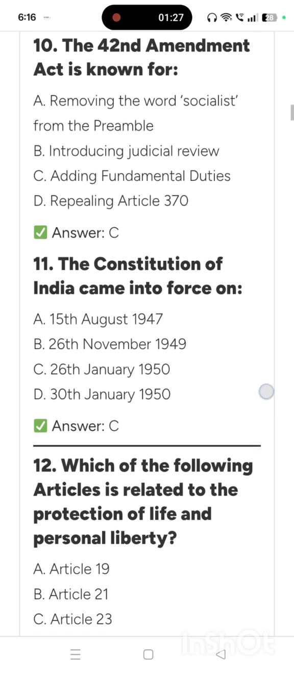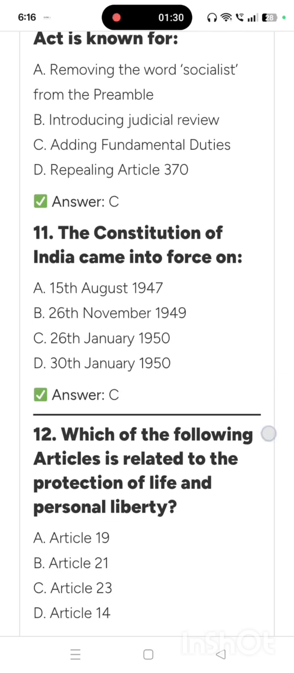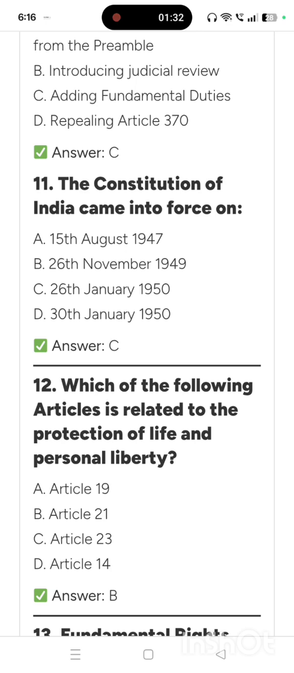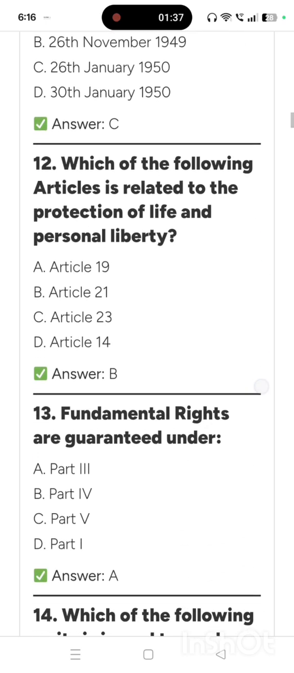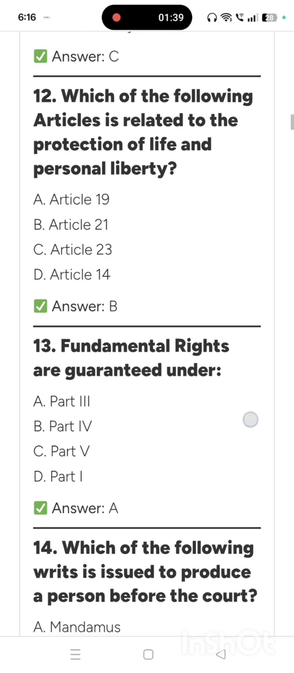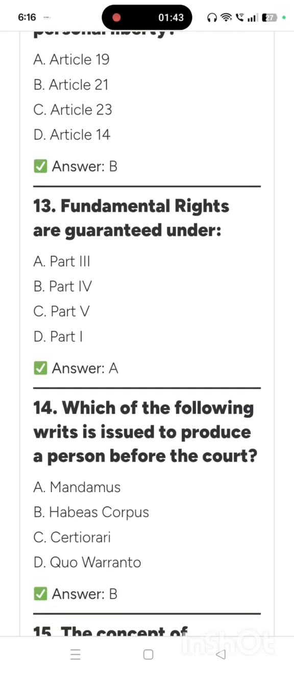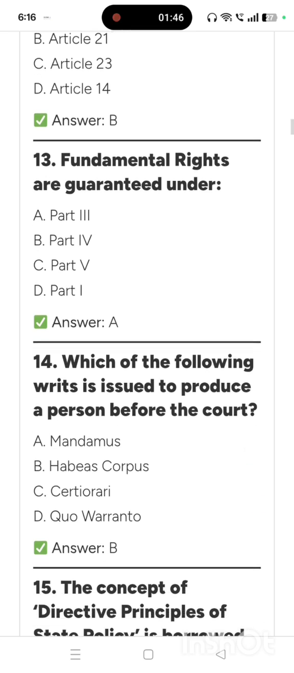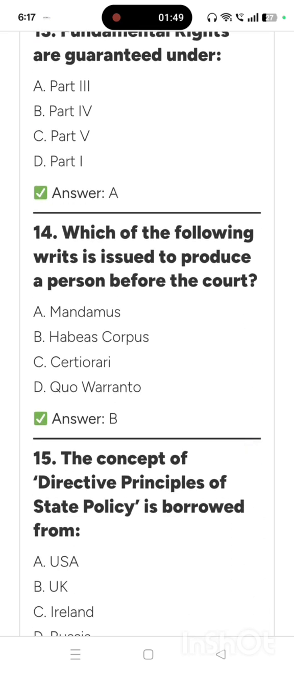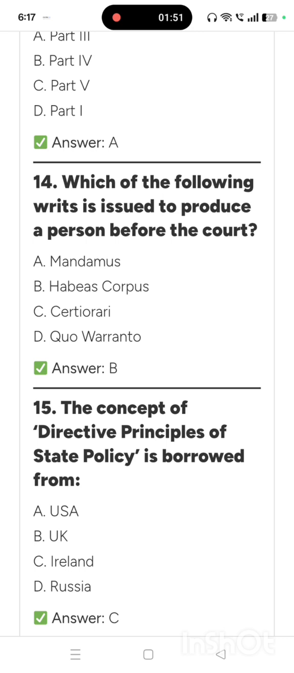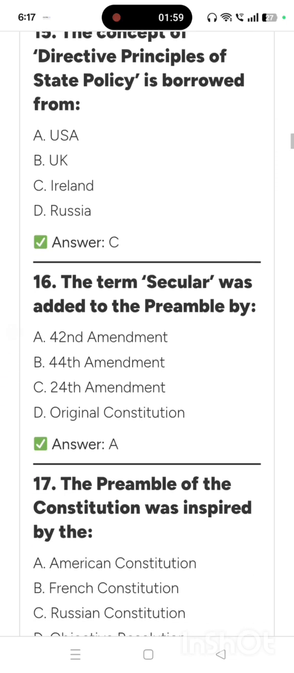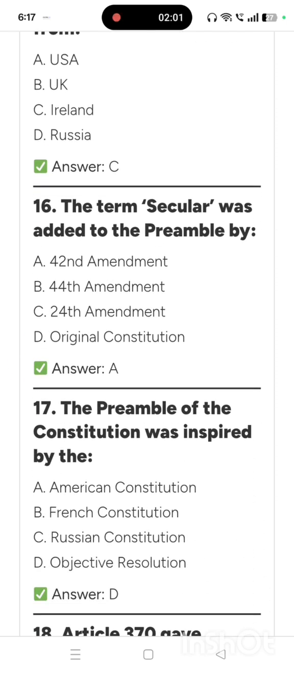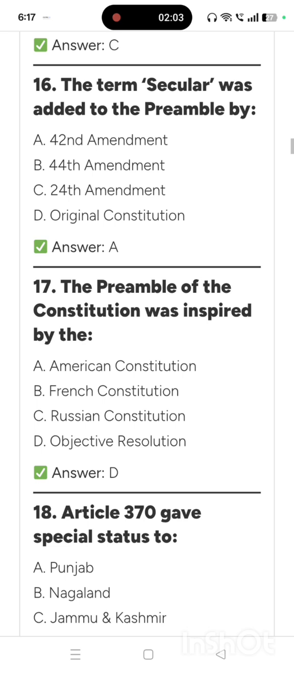The Constitution of India came into force on 26 January 1950. Which of the following articles is related to the protection of life and personal liberty? Article 21. Fundamental rights are guaranteed under Part 3. Which of the following writs is issued to produce a person before the court? Habeas corpus. The concept of directive principles of state policy is borrowed from Ireland. The term secular was added to the preamble by the 42nd Amendment.